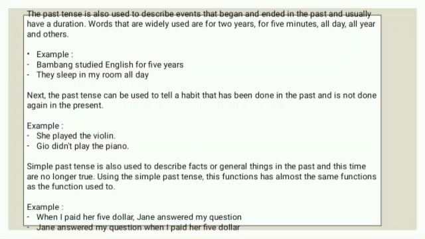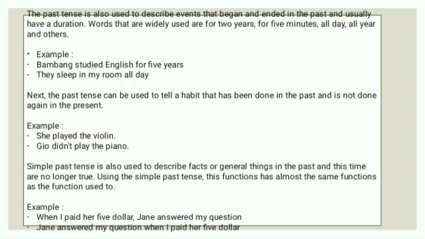Next, the past tense can be used to tell a habit that was done in the past and is not done again in the present. Example: She played the violin. Gio did play the piano.